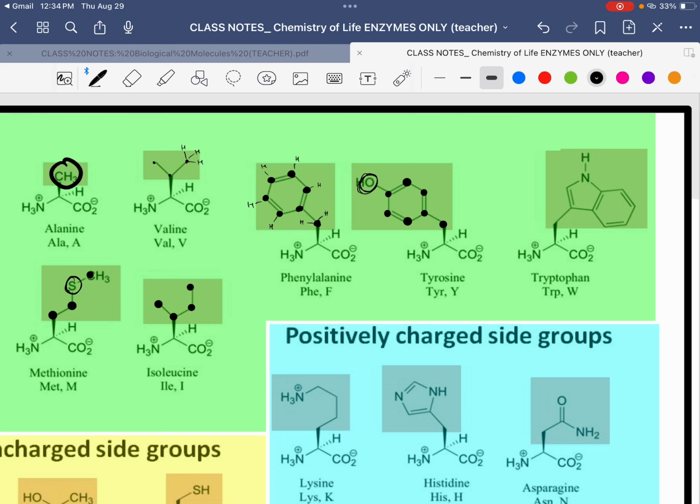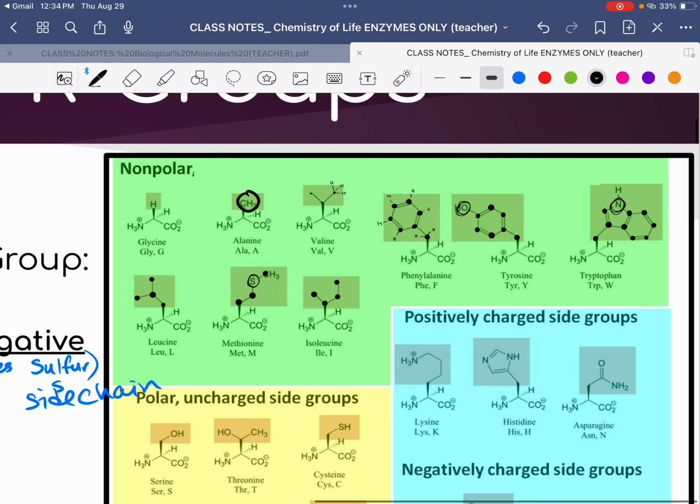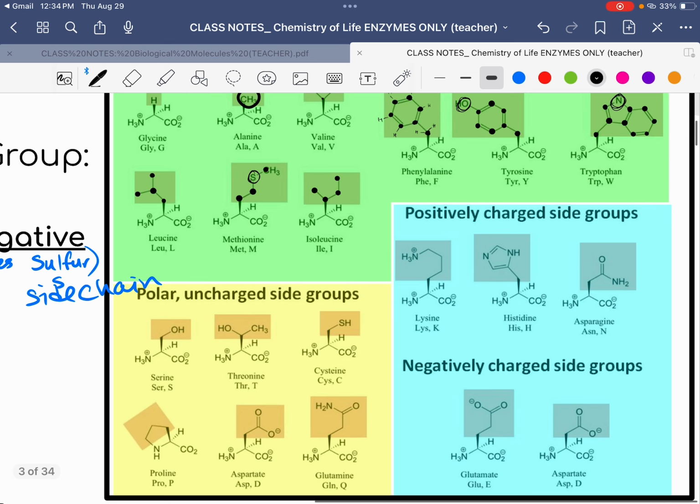Okay, this one here, again, has a nitrogen in it, even though it's nonpolar. Look at all the carbons and hydrogens. 1, 2, 3, 4, 5, 6, 7, 8 carbons. So that's very, very non-polar. Oh, sorry, 9 carbons. There's another one there. So that's a very non-polar group just because there are so many carbons and hydrogens there.